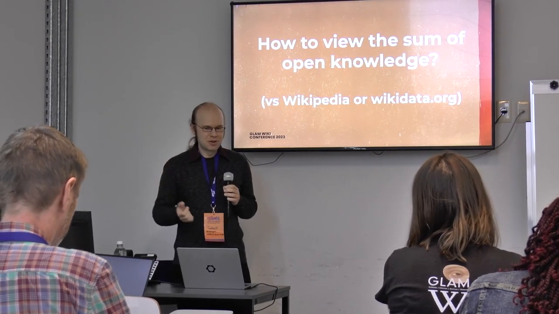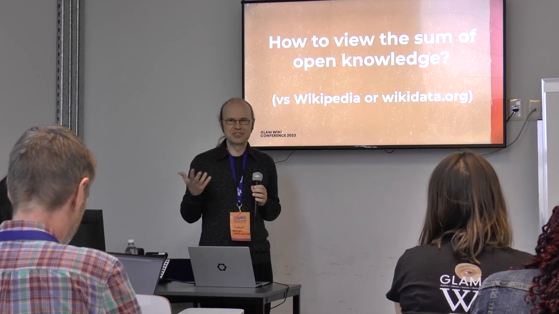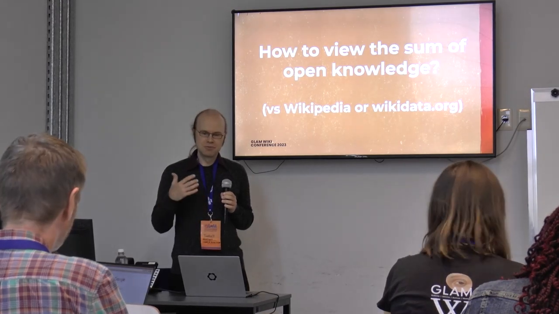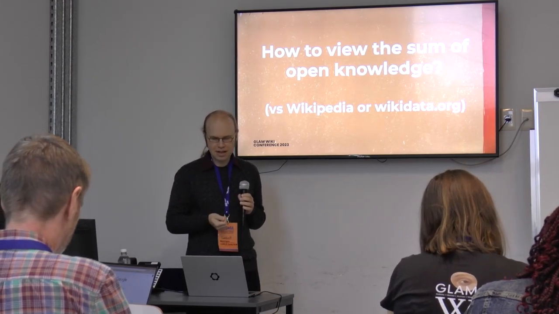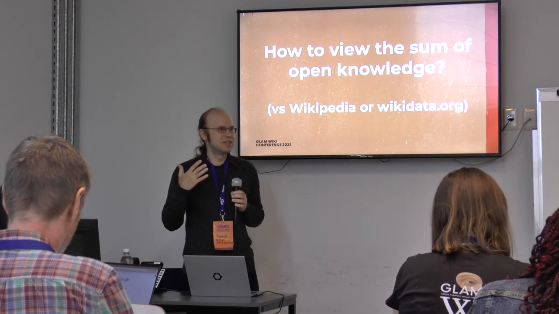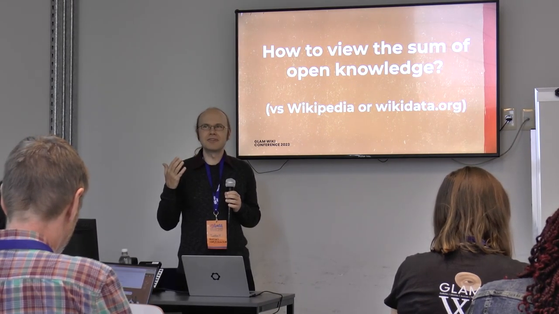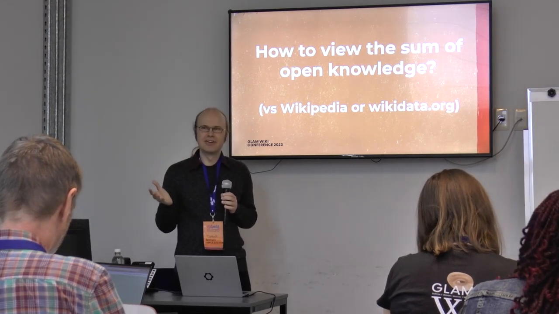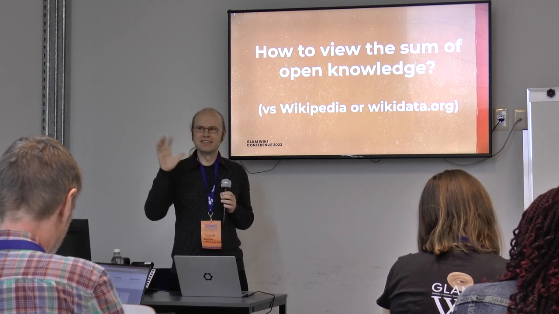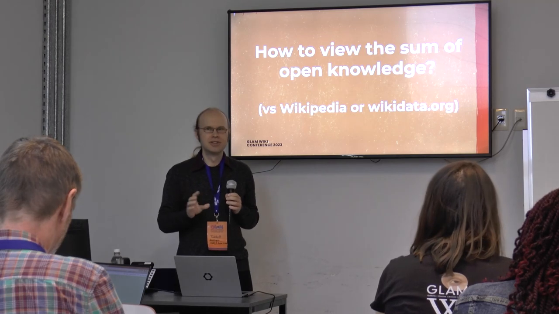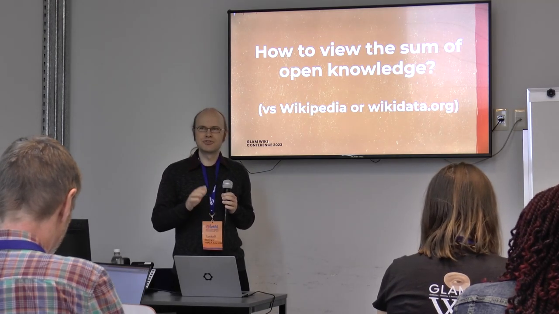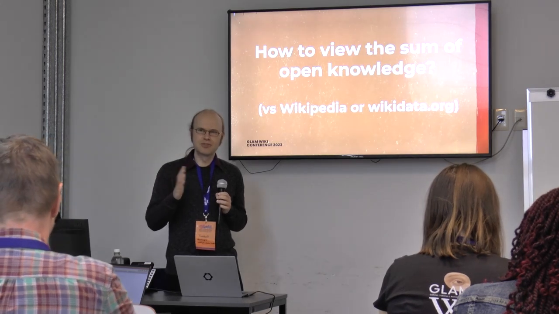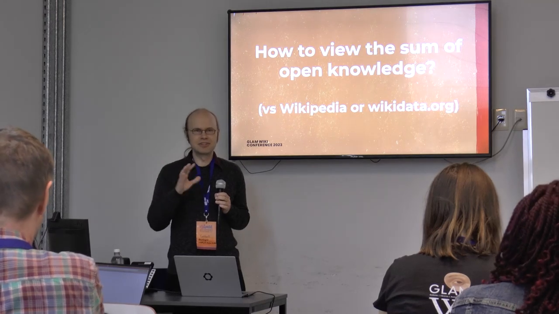So going to the movement vision, I think the question is, we are collecting this sum of open knowledge, but how can we view it? In a way, Wikipedia, how it started, is a very good beginning for doing the sum of open knowledge. If we have an article about it, it has maybe the nicest images already picked, and so on. But Wikipedia is not the place to show, for instance, all the images that we have about a certain topic from Commons. You have to go to Commons separately to see it.